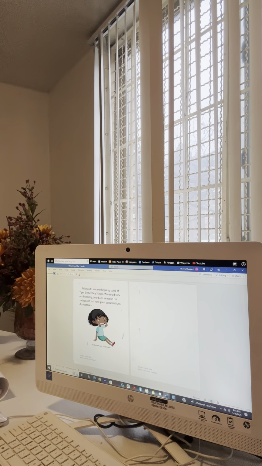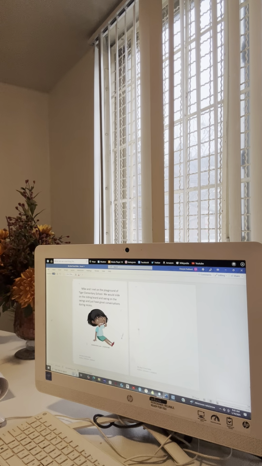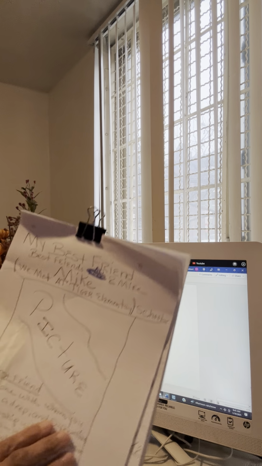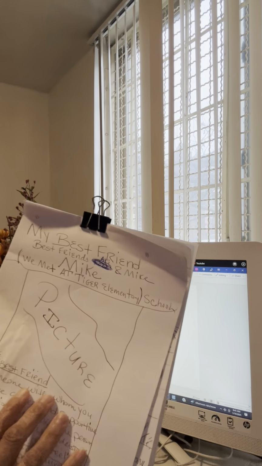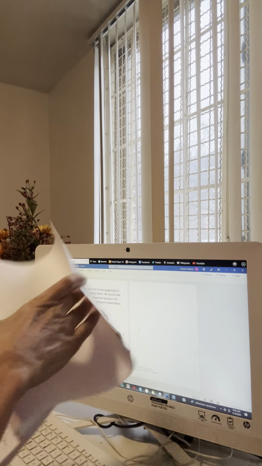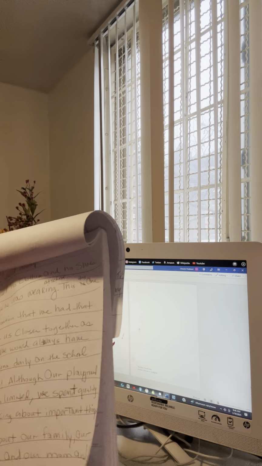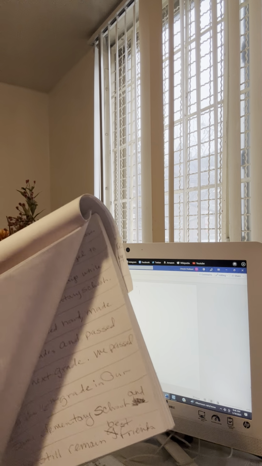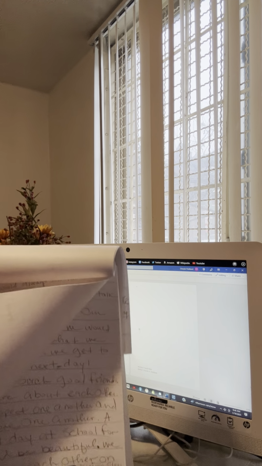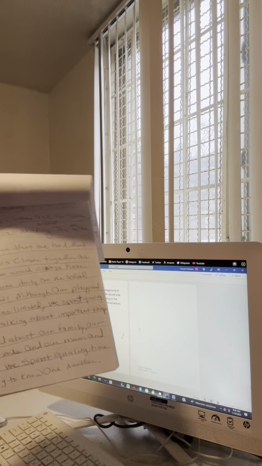Alright, this is where I stopped off at. So this is my book, my latest book that I'm typing up. It's called My Best Friend Mike. So I have to finish typing, so everything, these are all my notes. So I'm just typing from my notes, so the book is completed. I just need to type it up in Microsoft Word.